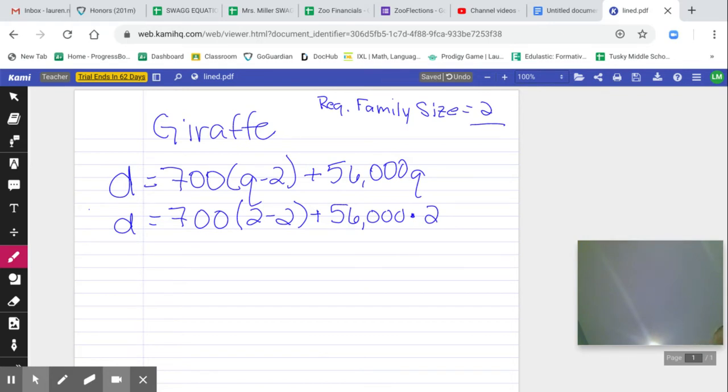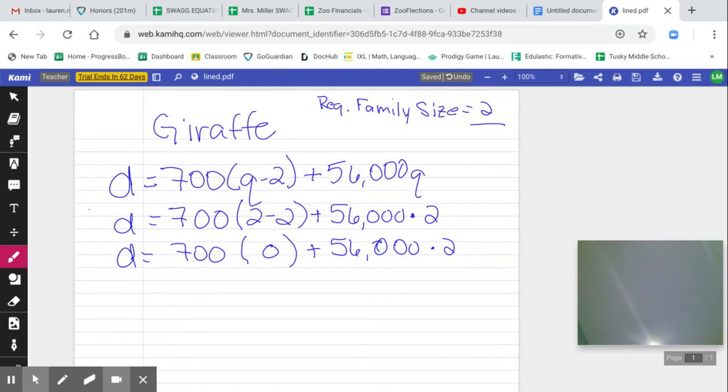Okay, now I can go through and using order of operations, I can solve this. So I have some parentheses here. So I'm going to rewrite until I get to my parentheses. 2 minus 2 is what? 0? Yep, so we fill it in. Plus, and then I'm going to rewrite the rest of this.